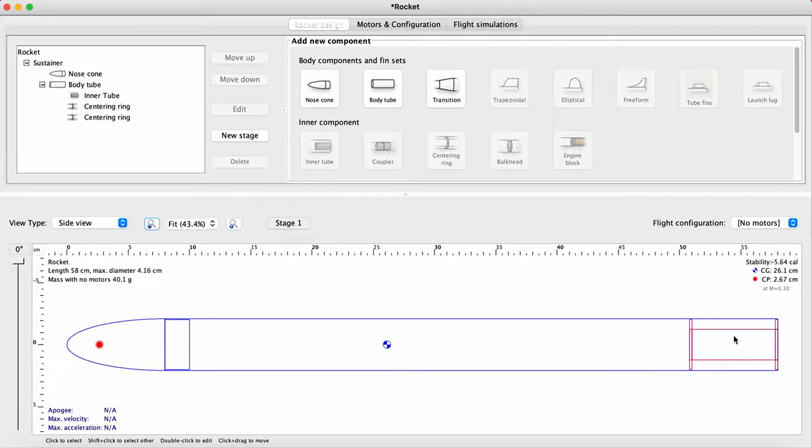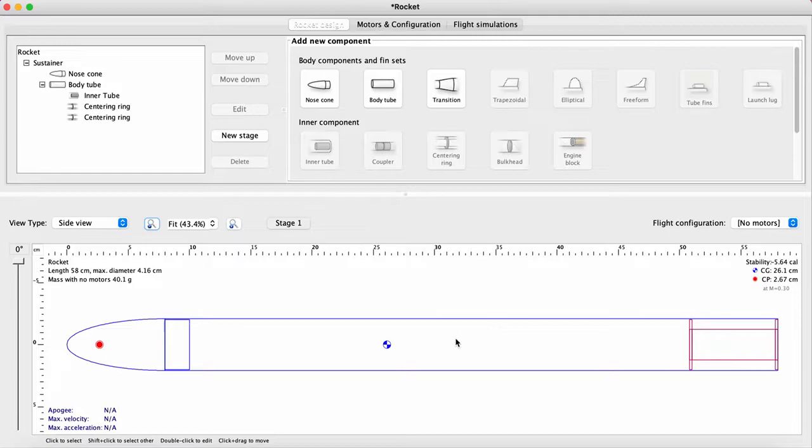Okay, but we still have another problem with this engine mount. Anyone guess what it is? 5, 4, 3, 2, 1. Hopefully you guessed. Maybe you didn't. If we put an engine in here, what's keeping it from flying through into the middle of the rocket, right?